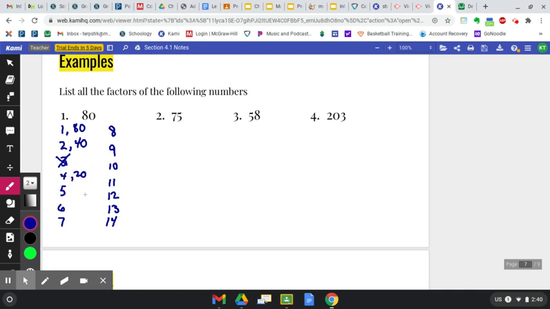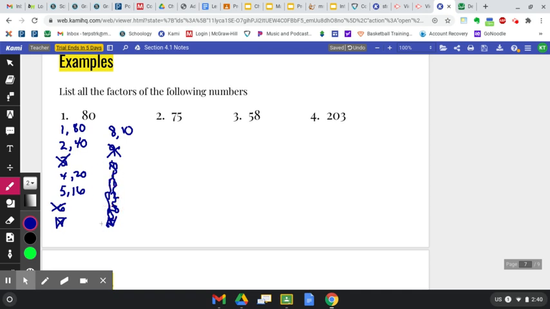80 divided by 5, I get 16. 80 divided by 6 gives me a decimal. 80 divided by 7 also gives me a decimal. 80 divided by 8, that's 10. 80 divided by 9 does not go in. 10's a repeat, right? I would just be listing them in reverse order. So I can stop here.